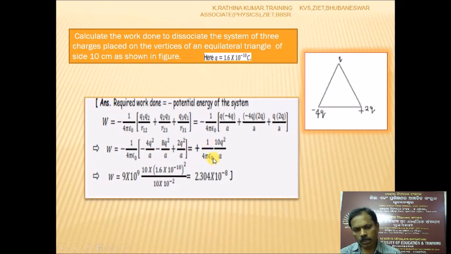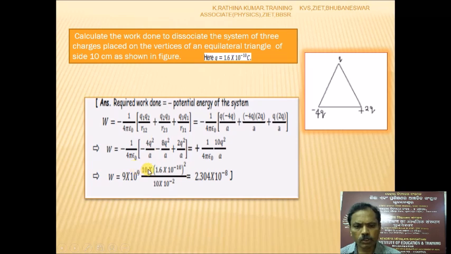1 by 4 pi epsilon naught into adding these two, minus 8 plus 4, 12 will be coming. Then, to eliminate, 10 q square by 4 pi epsilon naught a will be the answer. The last answer will be W, work done, is equal to 9 into 10 to the power of 9. The value of 1 by 4 pi epsilon naught is equal to 9 into 10 to the power of 9.